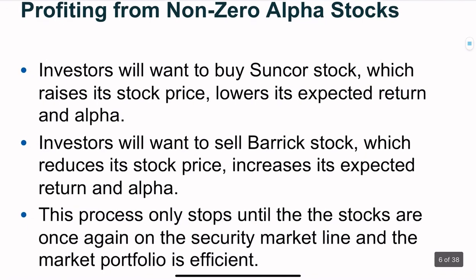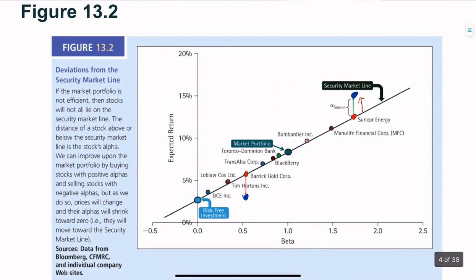Now, so basically, let's say we focus on this case. In this case, you can see that Sunker's stock return is actually pretty high. It's higher than the return predicted by CAPM. In this case, investors will actually buy Sunker. They will want to buy this Sunker stock because it has superior returns.